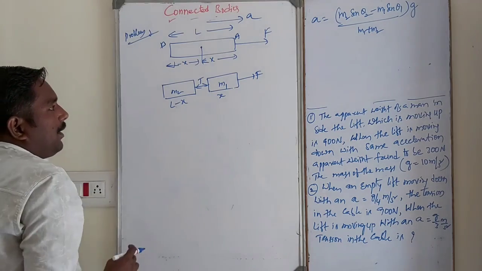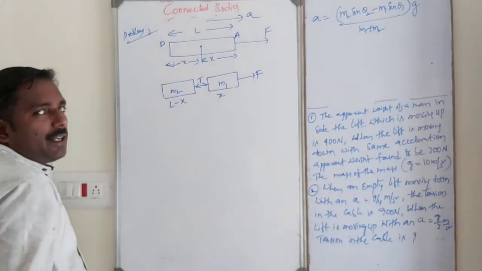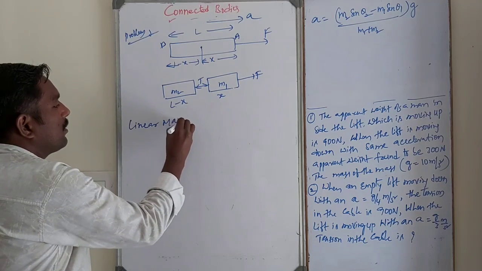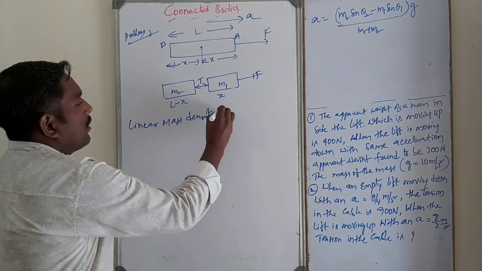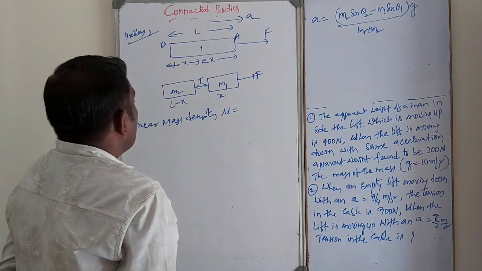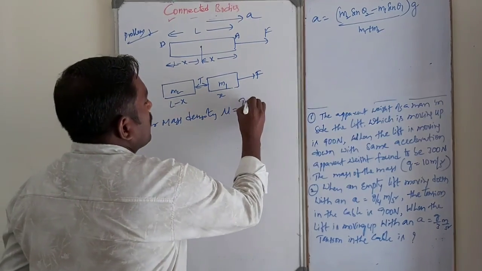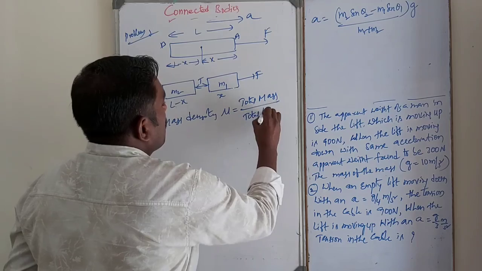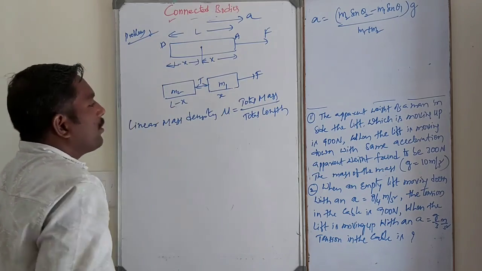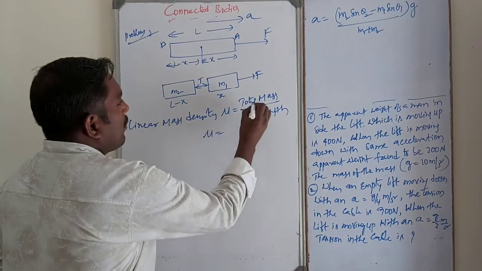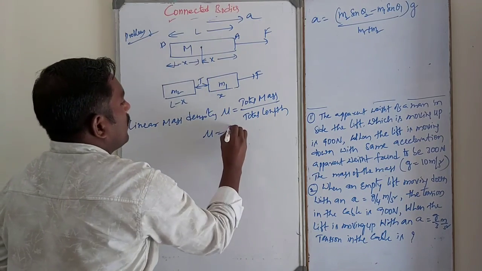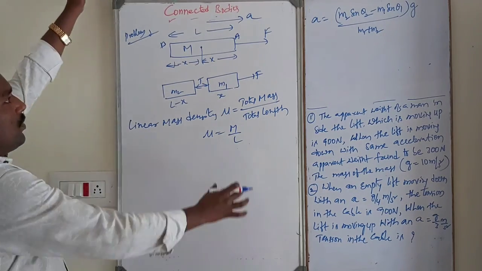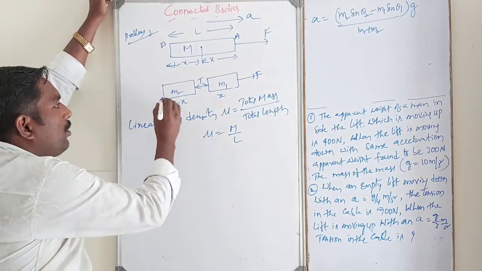Okay. Then I will take the linear mass density formula. Mu is equal to the linear mass density, total mass by total length. We already know the linear mass density: mu is equal to total mass, which is M, by total length, which is L. Total mass is M. Now the mass of m1.